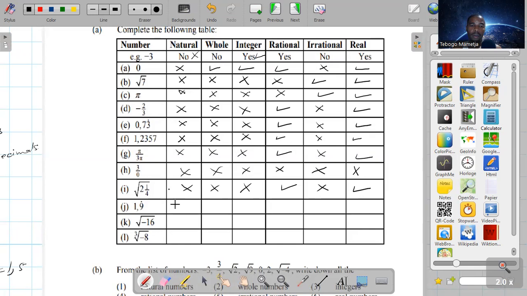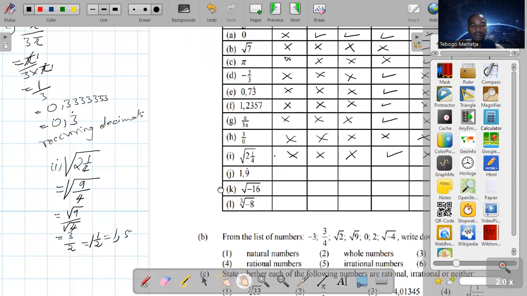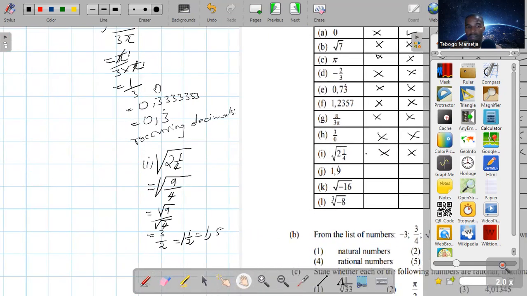So let's do this one quickly. Number J, 1.9. If you look at this, there's just a small dot there. A dot on top will indicate that the number recurs. So this is J, which is 1.9 with a dot. So it's the same as 1.9999999. So this 9 will recur up to infinity. So this is a recurring decimal.